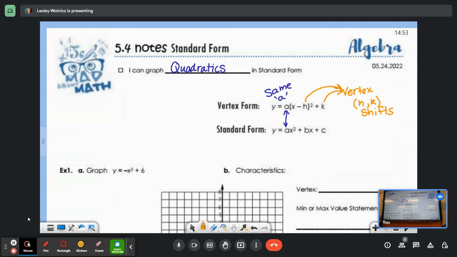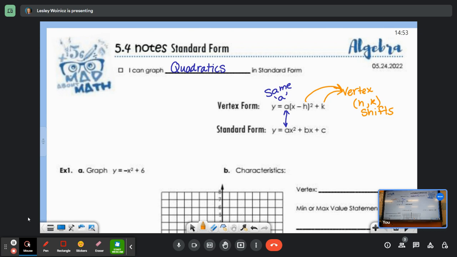Do we have H and K in standard form? Put your phone away. What was the question? Do we have H and K in standard form? Wait, no. We have A, B, and C in standard form. Okay, so we have the same A, but then we have B and C instead of H and K.